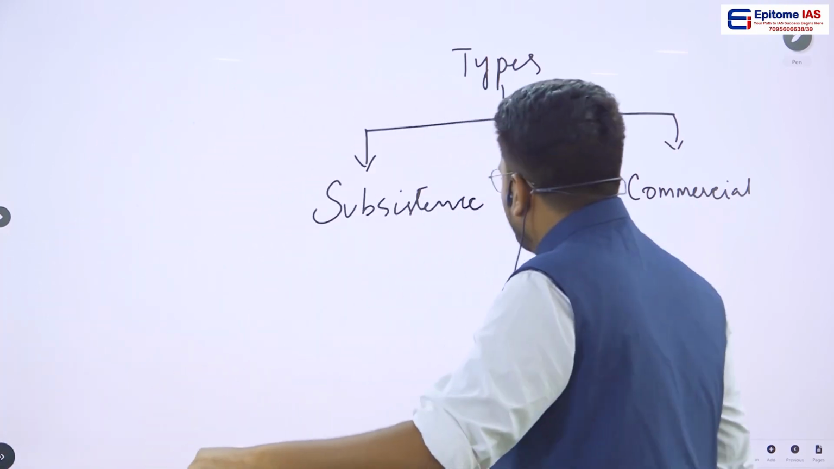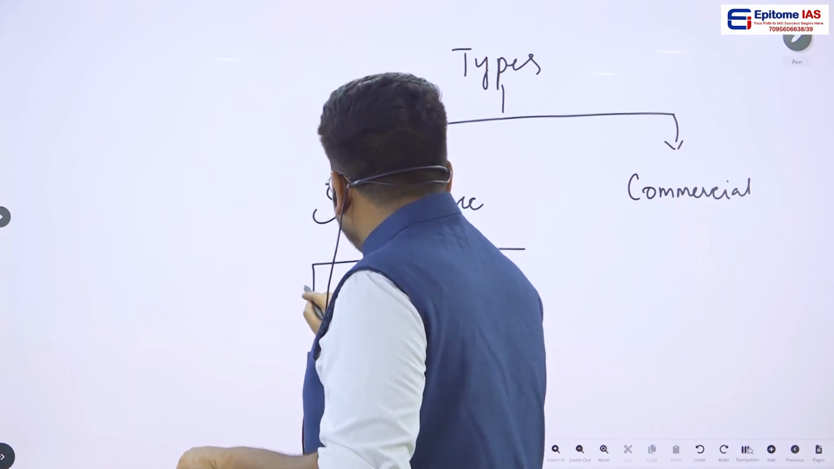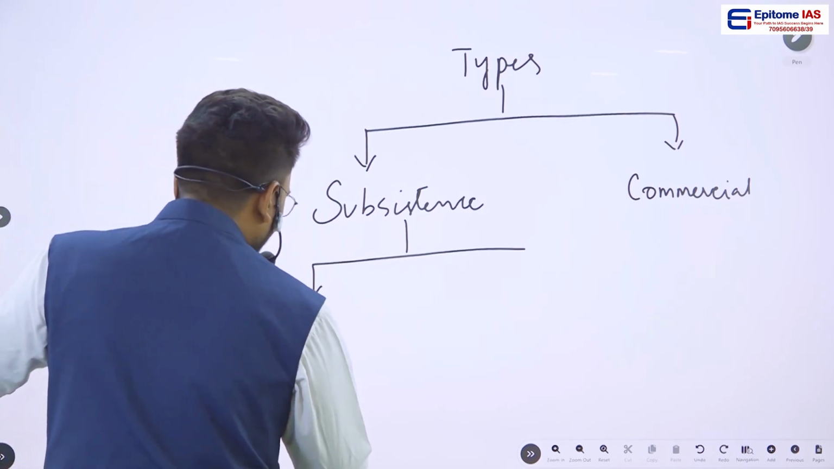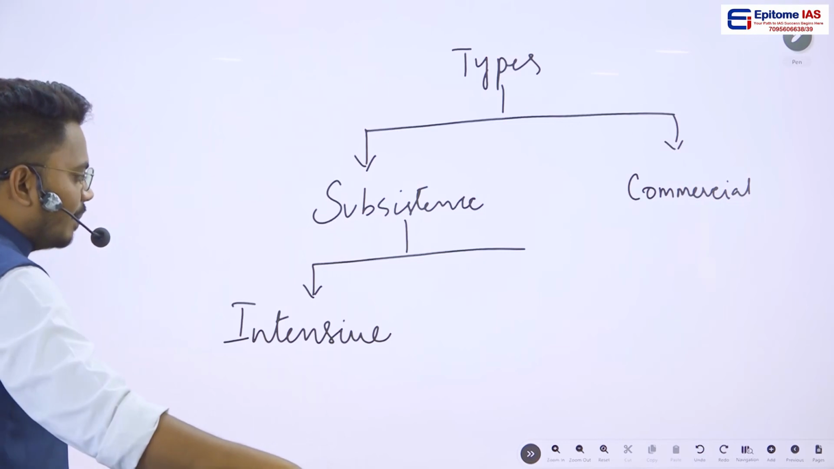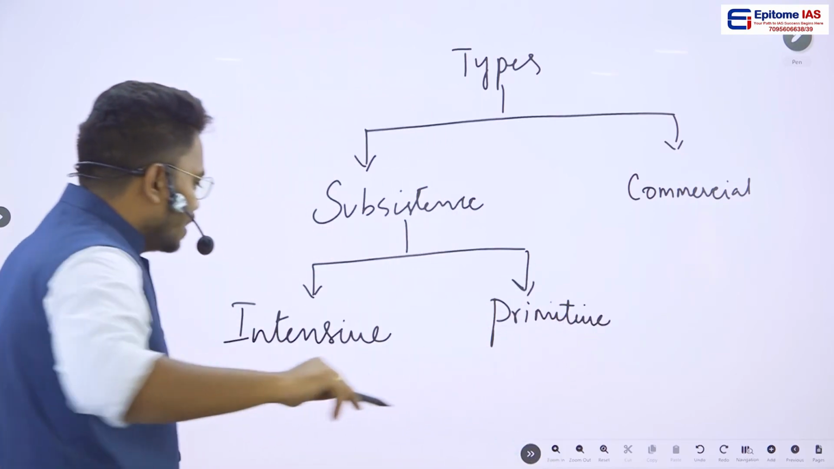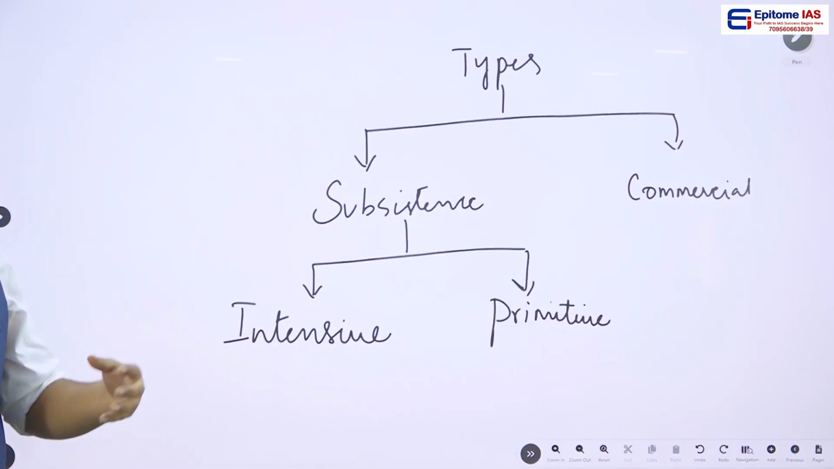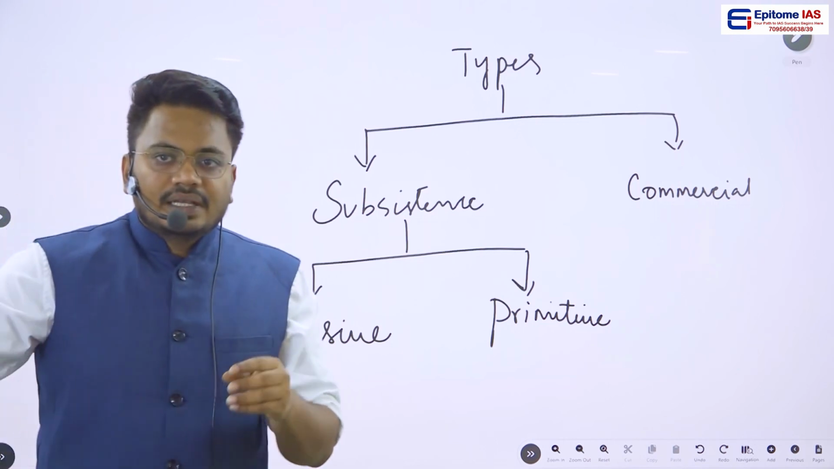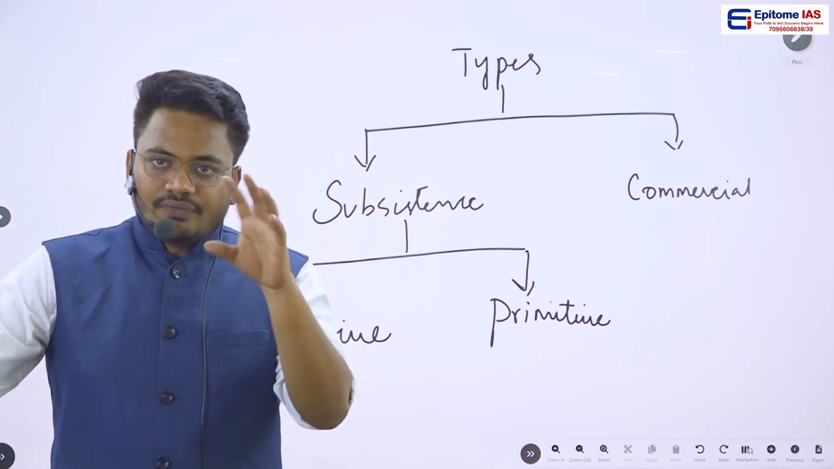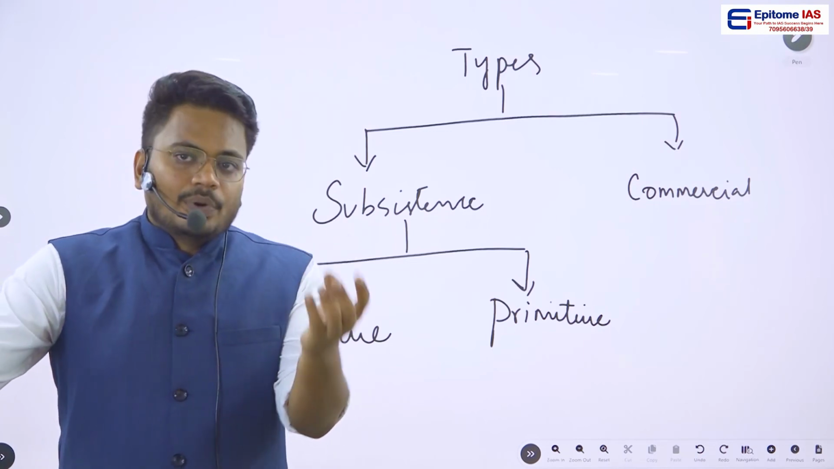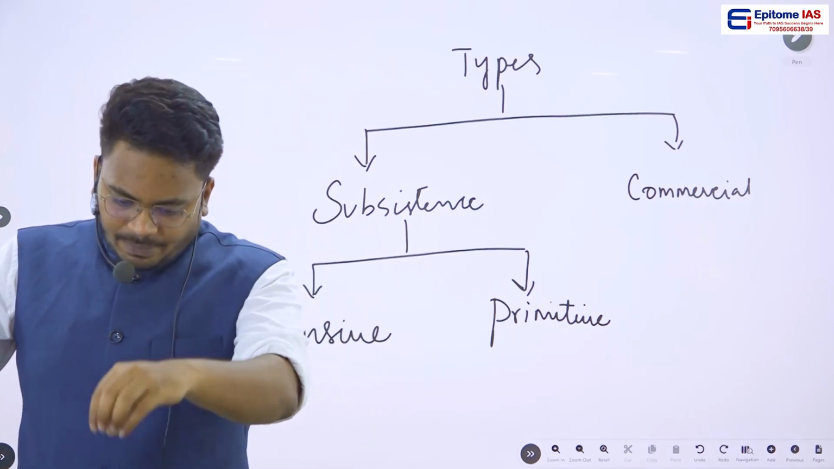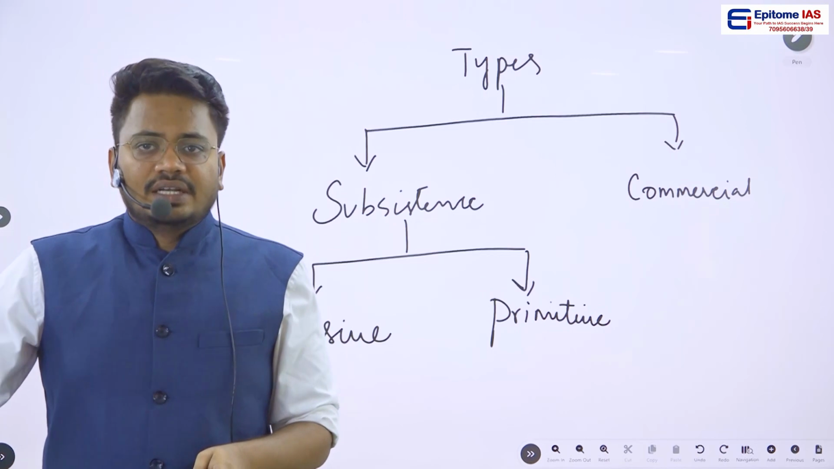Now, the point here is, even subsistence farming we can divide into two types. What are they? One, intensive subsistence farming. Then second one is primitive subsistence farming. Again, in intensive subsistence farming, what happens? There would be a small amount of land, and they will be focusing on only one area, employing a huge amount of labor, and the tools used for that type of farming would be technologically very low.